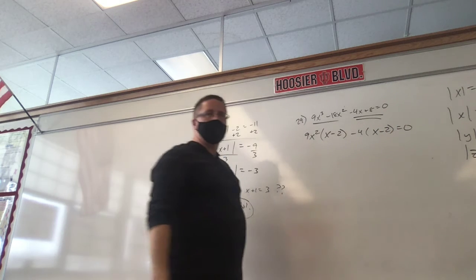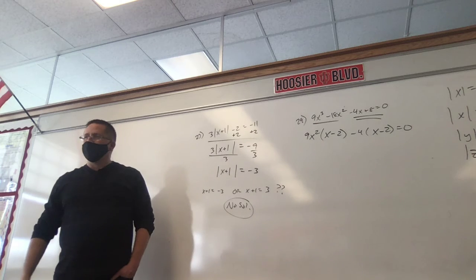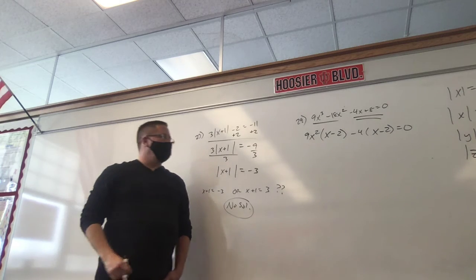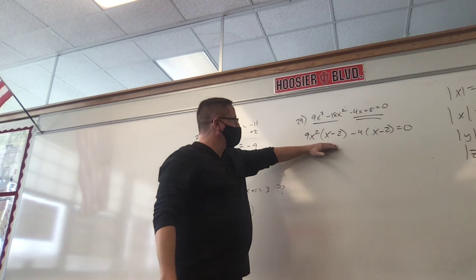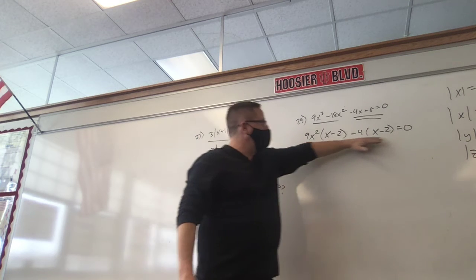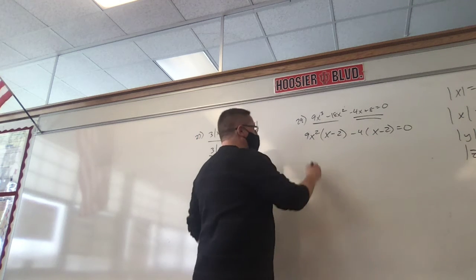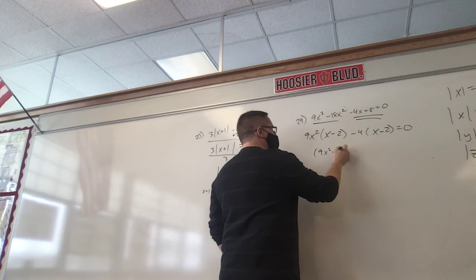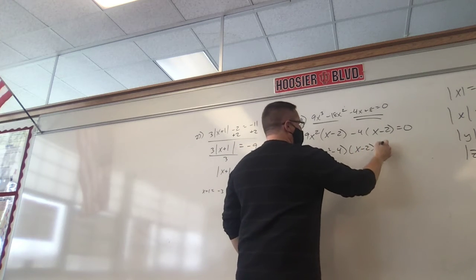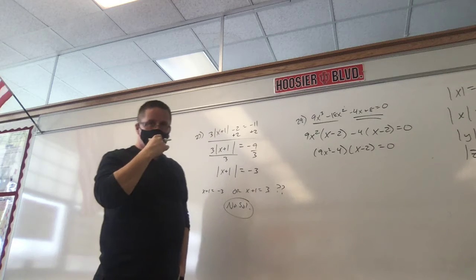Okay, step back. Do you like what we got so far? Yes. Why? Because the insides are the same, the things in parentheses match. If they're not, there's probably something wrong. How many x minus 2s do you have here? 9x^2. How many here? Negative 4. So you have 9x^2 minus 4 x minus 2s. Does that factor any further?